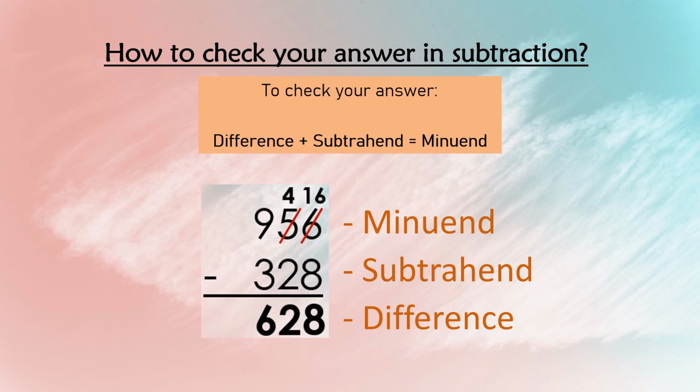So now let's try our solution in problem number 2. To check our answer, add the difference to the subtrahend, and the sum should be equal to the minuend. We start from the ones digits. 8 plus 8 is equal to 16, 2 plus 2 is equal to 4, and 6 plus 3 is equal to 9. All the sums are correct. That means our answer is correct.